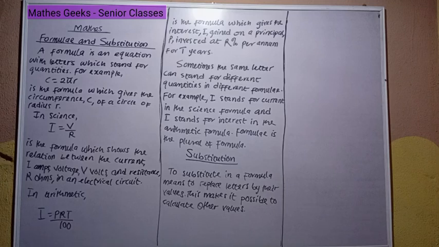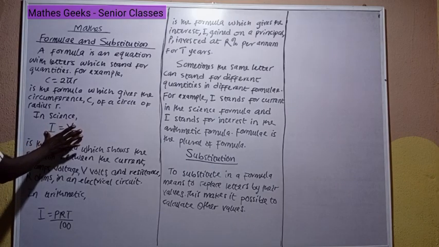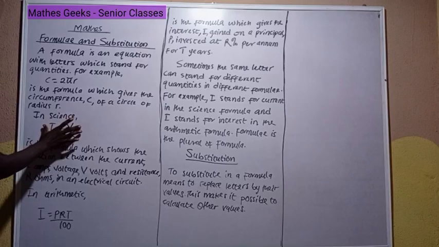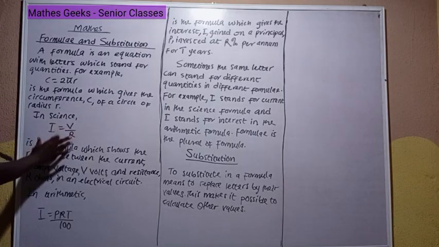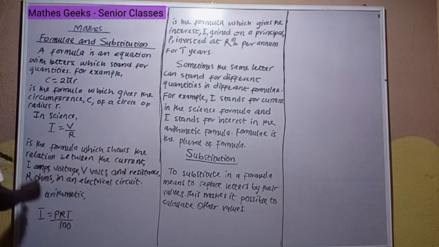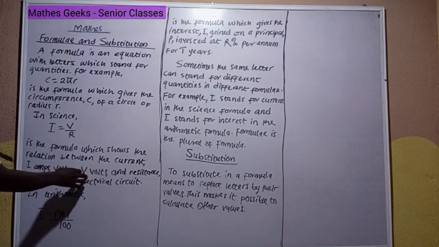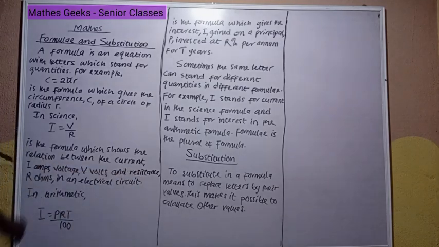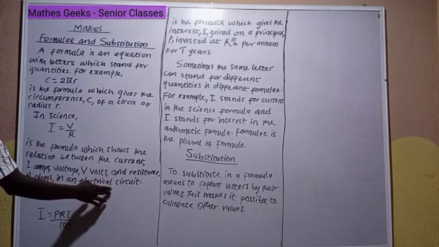In science, I, which is current, is equal to V over R, where V is the voltage and R is the resistance. So this is the formula for current in science, and this is especially physics. So I equals V over R is the formula which shows the relation between the current I amps, voltage V volts, and resistance R ohms in an electrical circuit.